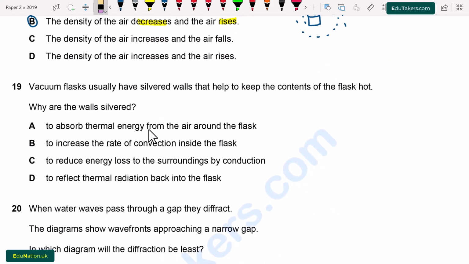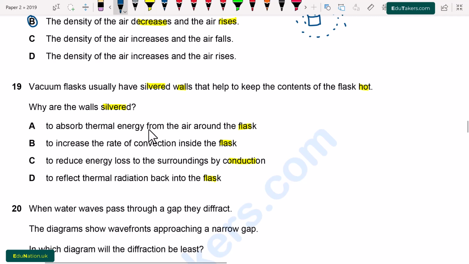Question number 19. Vacuum flasks usually have silvered walls that help to keep the contents of the flask hot. Why are the walls silvered? Option A, to absorb thermal energy from the air around the flask. B, to increase the rate of convection inside the flask. C, to reduce the energy lost to the surroundings by conduction. D, to reflect thermal radiation back into the flask.